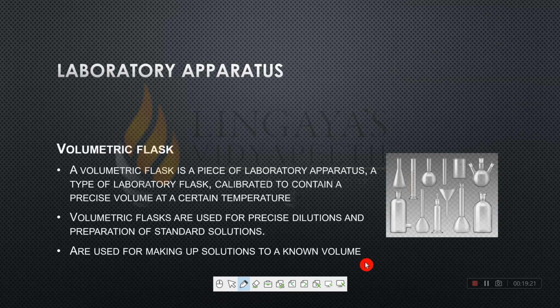Next is the volumetric flask. A volumetric flask is a type of laboratory apparatus which contains a precise volume and is used to calibrate a precise volume at a certain temperature. They are used for precise dilutions and preparation of standard solutions. As you can see in the picture, there are different types of volumetric flasks. These are also used for making up solutions to a known volume.